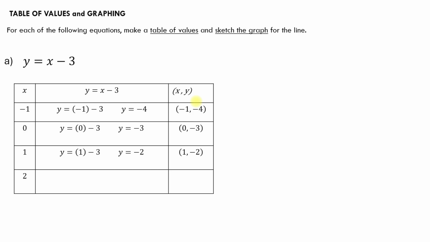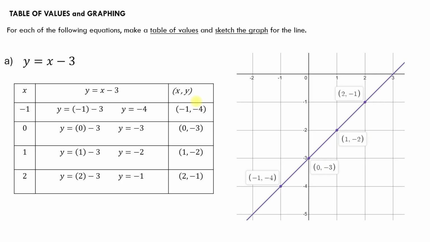And then finally we take that 2, substitute it into the equation, and we're left with a value of -1 for y. So our last coordinate is 2, -1. And we take those values, we plot them onto our Cartesian plane, connect them with a line, and there's our sketch for the graph.